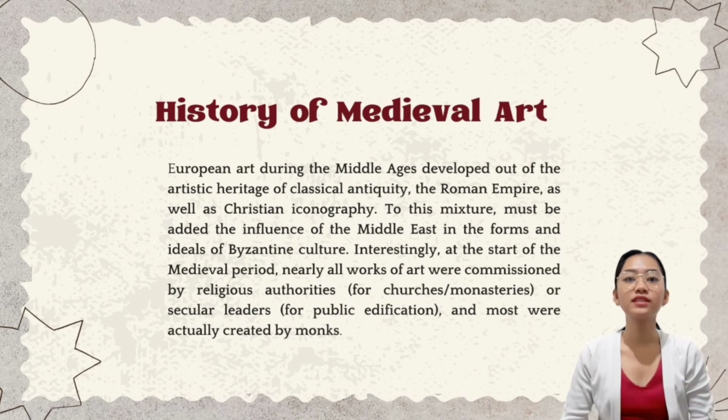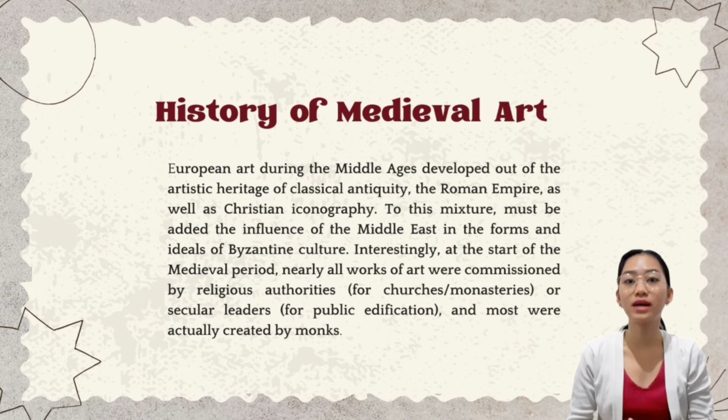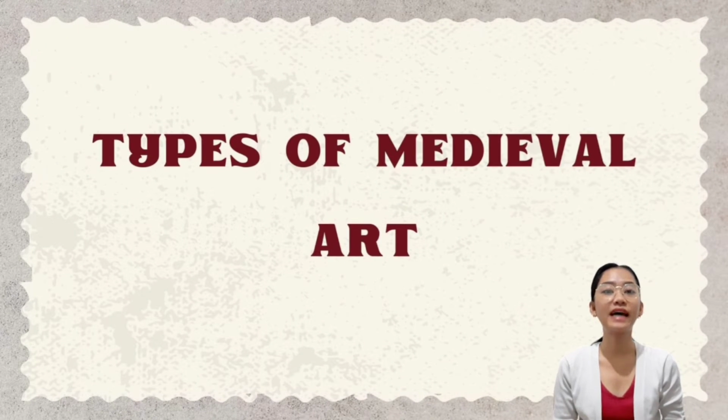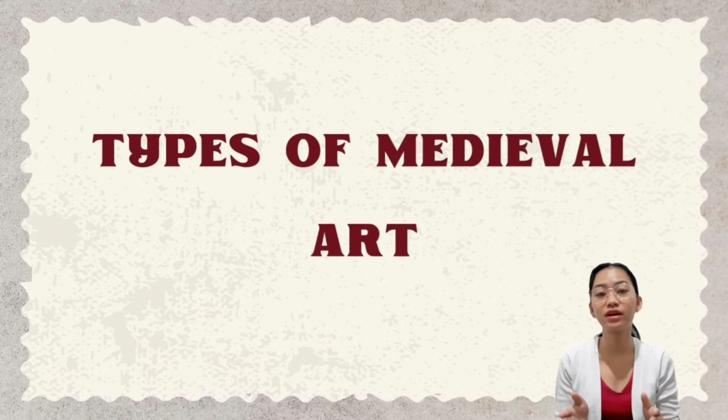Even so, for 600 years, Europe was a cultural backwater. The Christian Church, which was based in Constantinople and Rome, was the only institution to survive. Therefore, it should come as no surprise that during the medieval era, the church was the primary patron of building and other forms of art. So here are the types of medieval art. We have the architecture, sculpture, paintings, and the stained glass art, mosaic, and tapestry.